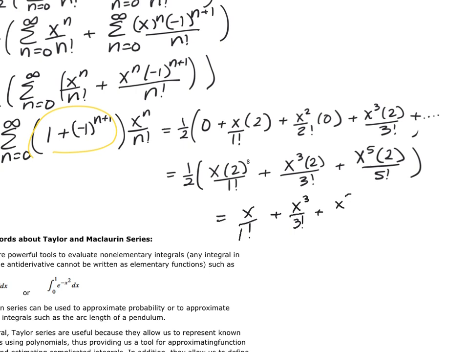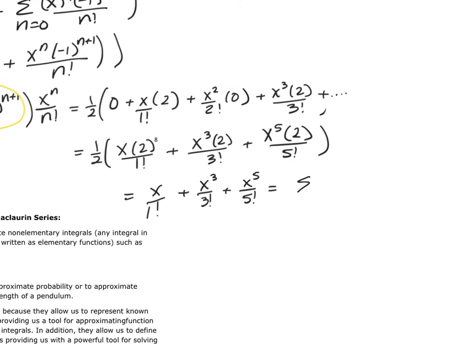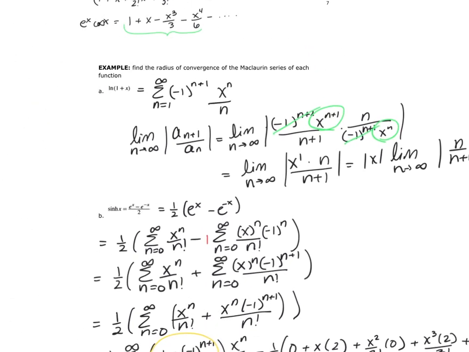Plus x raised to the 5th over 5 factorial, which I can now write as the summation of n equals 0 to infinity of, now notice I don't have to worry about the negative 1 raised to any power anymore. So I'm going to have x raised to the 2n plus 1 over 2n plus 1 factorial, which, if I now have to do my radius of convergence, because I think that's what I was doing.